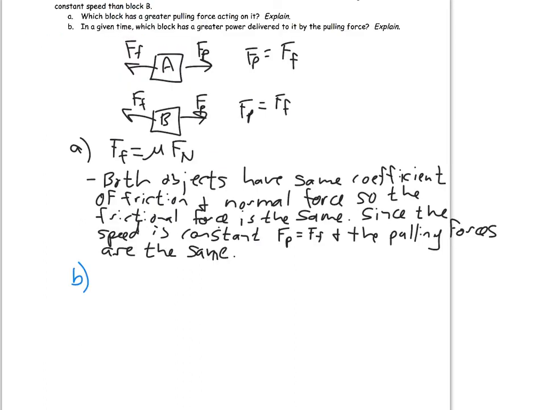For part B, it asks, in a given time, which block has a greater power delivered to it by the pulling force? For that, I'm first going to think about my work being done, because power is the rate at which work is being done. I see here in this equation that the force, obviously, is the same for both of them. However, my displacement is going to be greater for the block that's moving faster. And so that means that block A will have more work being done on it because it's moving faster, and therefore it travels a greater distance in a given time, and so more work is done on it.